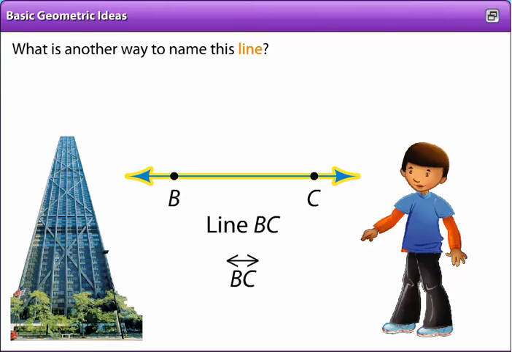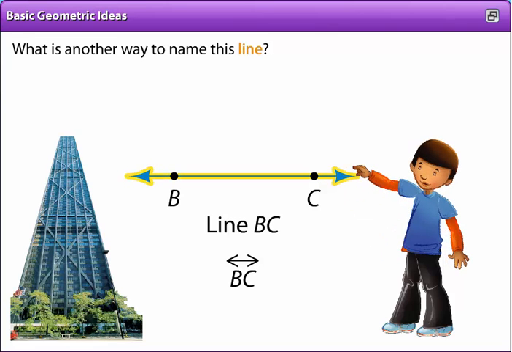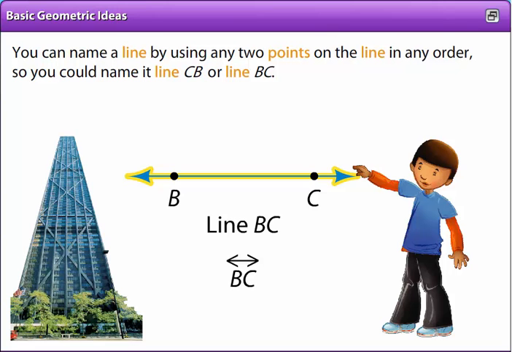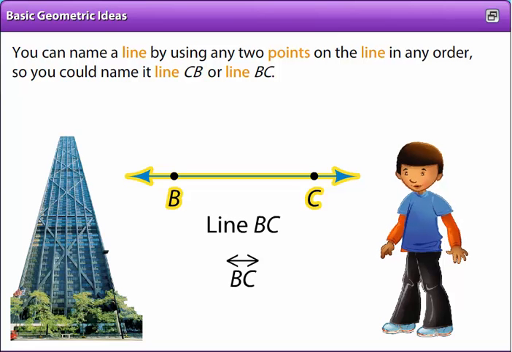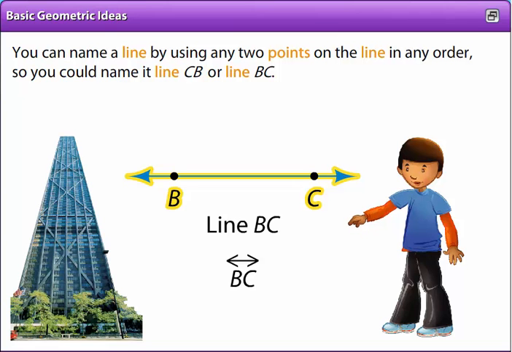What is another way to name this line? You can name a line by using any 2 points on the line in any order. So you could name it line CB or line BC.